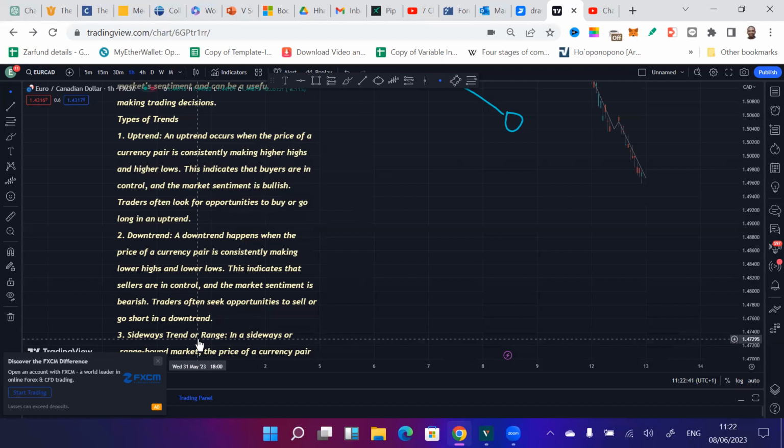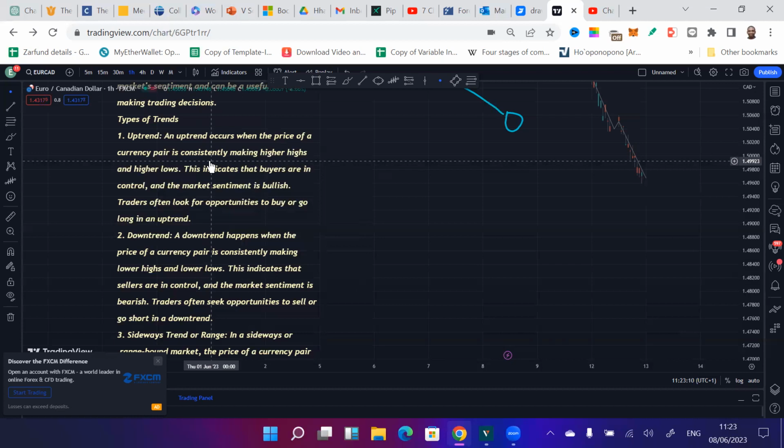So now, here's what happened. Let's look at the definitions here so that we can understand it before we start to take time to explain it further. First of all, we have an uptrend. An uptrend occurs when the price of a currency pair is constantly making higher highs and higher lows. Take note of those words: higher highs and higher lows.